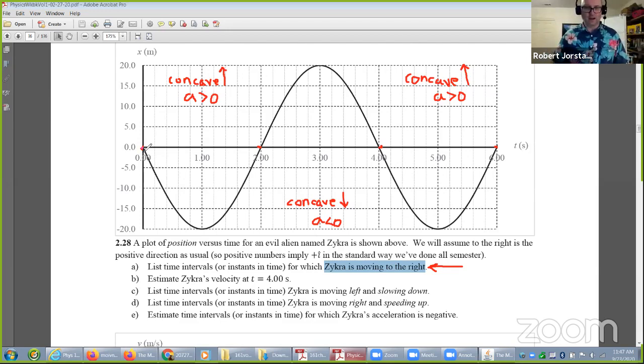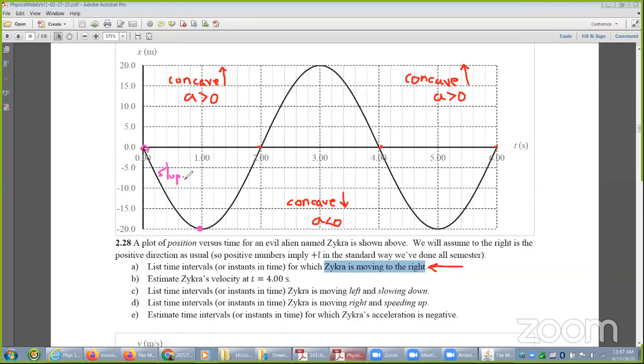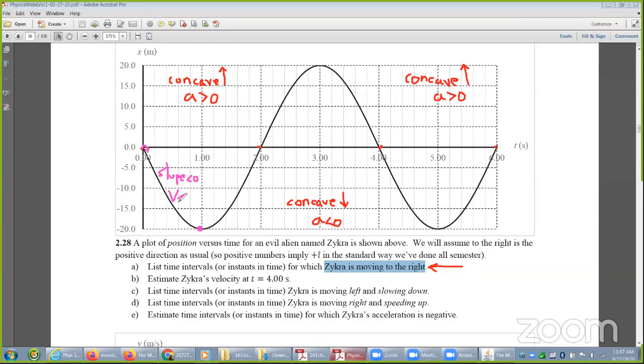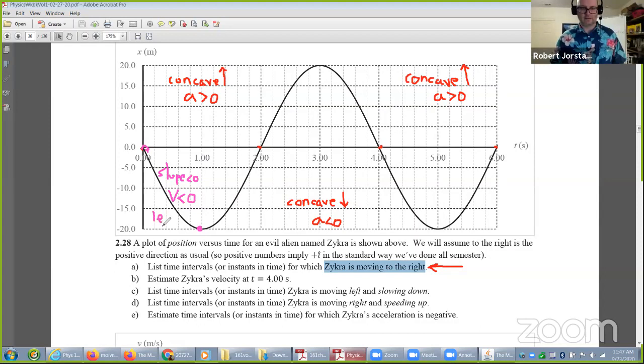So tell me, from right here to right here, on average, what do you notice about the slope? It's downward, negative. Slope is less than 0. So what does that tell us about the velocity? That it's moving to the left. Yeah, or it's less than 0. So right, it's moving left. So let's use that. So everybody kind of use that reasoning to think it through now.